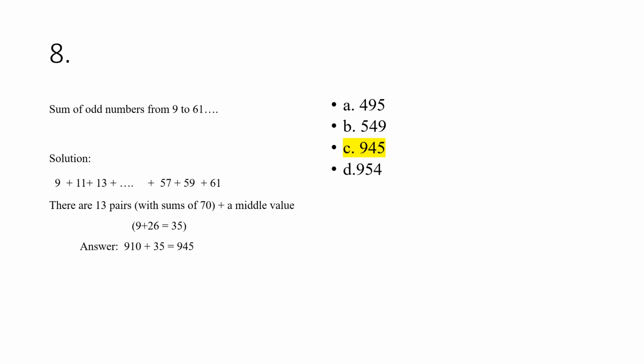For number 8, the sum of odd numbers from 9 to 61 would mean that we will have to account for 13 pairs with sums of 70 plus a middle value, and the middle value will be 9 plus 26, which will be equal to 35. Our answer will be 13 pairs times 70, and that will be 910 plus the middle term, which is 35, or that is equal to 945.